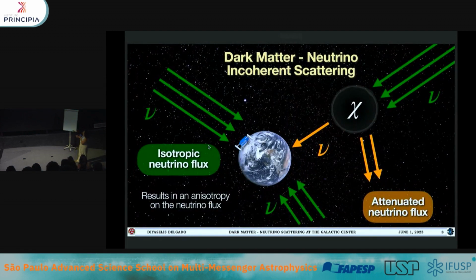So what we're looking for is dark matter neutrino incoherent scattering. It's been shown that the neutrino flux follows an isotropic distribution. And somewhere along in space and time, our neutrinos would interact with dark matter. In this case, I'm interested in the galactic center. And these neutrinos would get attenuated, so you get fewer neutrinos coming from that particular direction. So this results in an anisotropy of the neutrino flux.